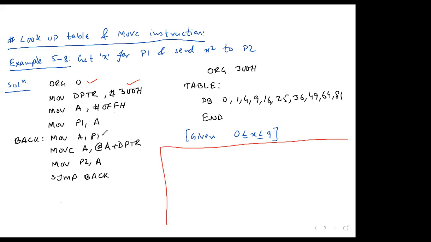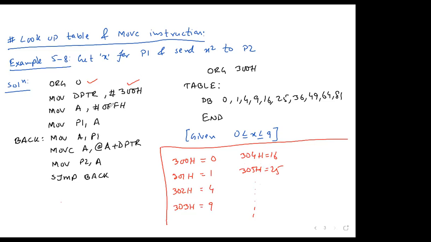Before we go over the rest, look at the right hand side. This is your origin 300H. In 300H, tell me what is stored? 0. In 301H, what is stored? 1. Exactly. So let's write a few, not all. Then we'll have 4, then in 303H we'll have 9, in 304H we'll have 16, in 305H we'll have 25, and so on. So you get the idea how this memory is arranged, right?